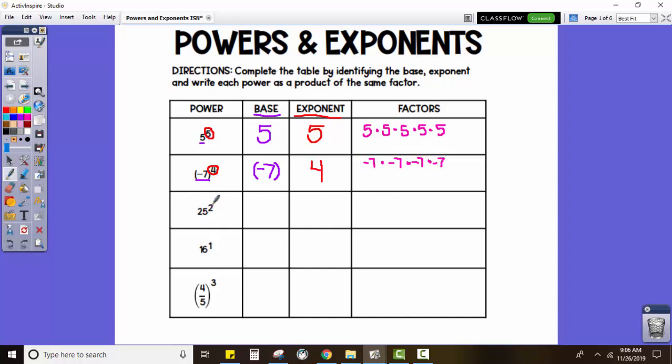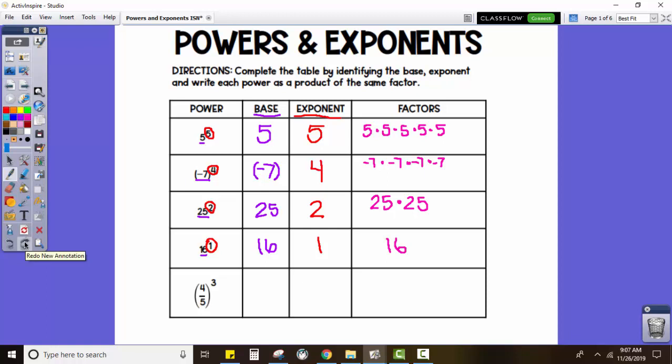Next one, 25 to the 2nd. So the bigger number there is the base, 25. The little number, the 2, is the exponent. So this tells me I'm going to do 25 2 times. So I'd have 25 times 25. Okay, next one, 16 to the 1st power. So the bigger number is the base. 16 is the base. My exponent is 1. So this one would be easy. It's just 16 one time.